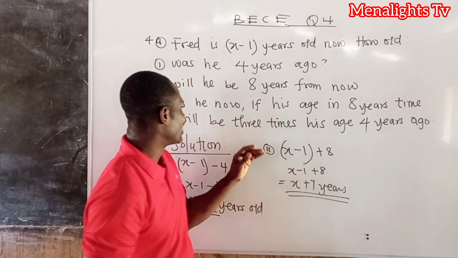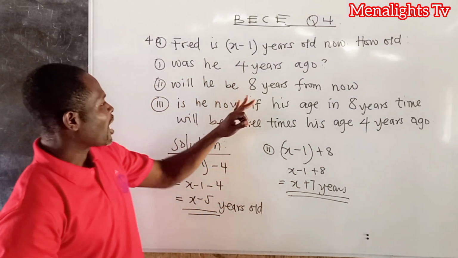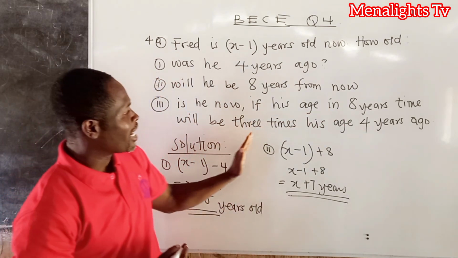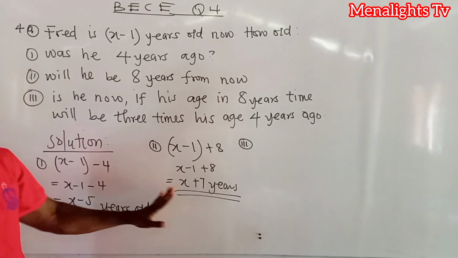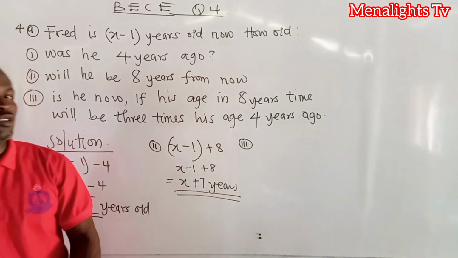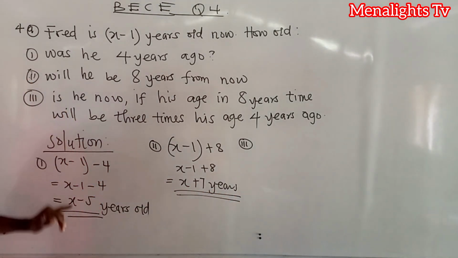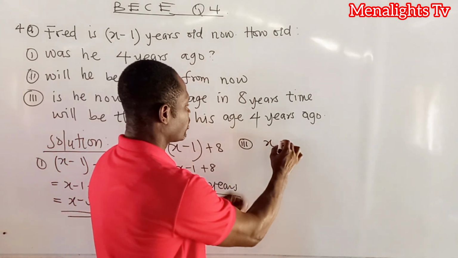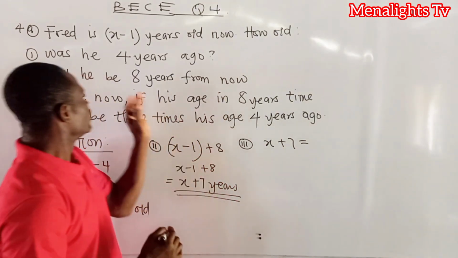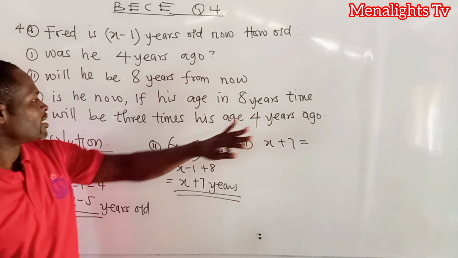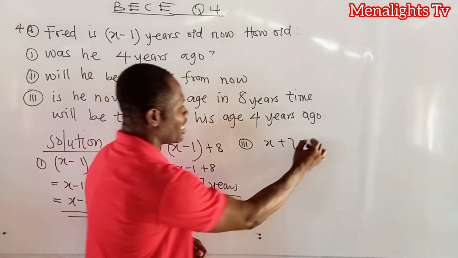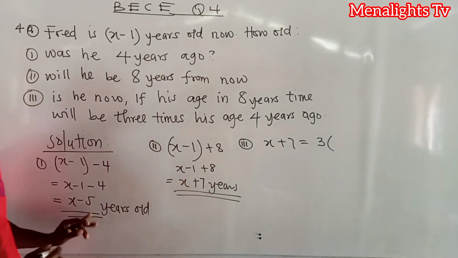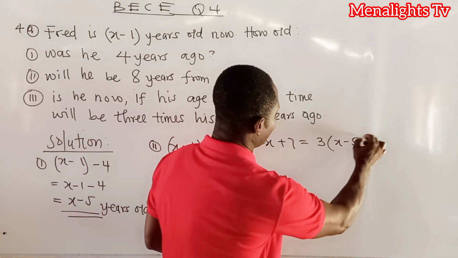Now let's come to the third part of the question. How old is he now, if his age in 8 years' time will be 3 times his age 4 years ago? In 8 years' time he will be x plus 7 years old. Then 4 years ago, that is x minus 5. So the question is saying that x plus 7, his age in 8 years' time, will be 3 times the age 4 years ago. So 4 years ago, he was x minus 5. So we have the x minus 5 here.